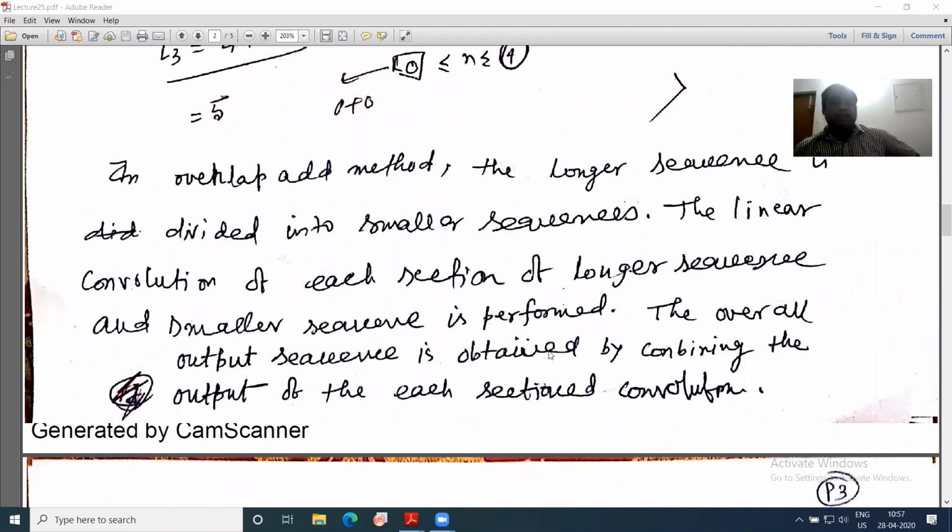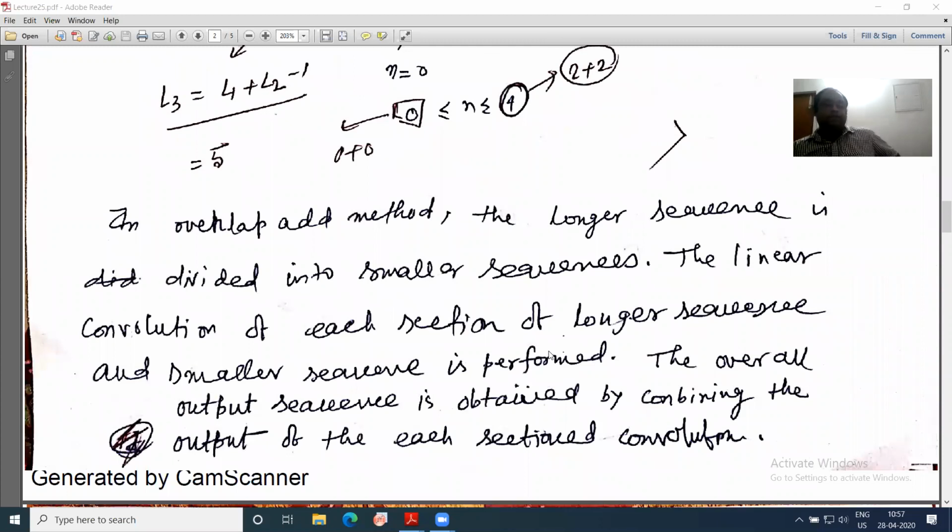Now, the overlap add method. See, in the overlap add method, the longer sequence is divided into smaller sequences, which I have explained. The signal which is longer, I have to divide into smaller sequences. Then the linear convolution of each section of the longer sequence and the smaller sequence is performed. What does it mean? Suppose you have a longer sequence, and I have sectioned it into smaller sequences. Then each smaller sequence we have to convolve with the other sequence.